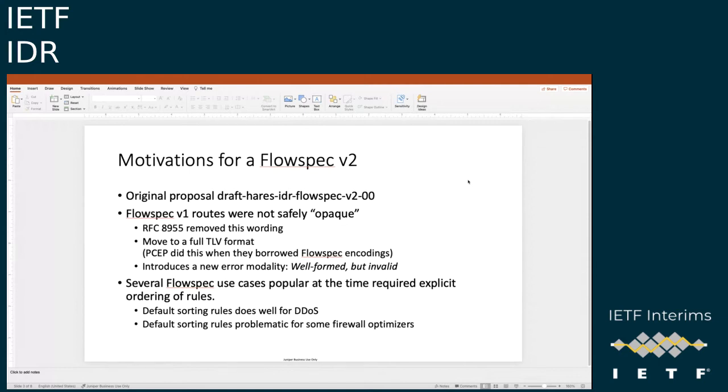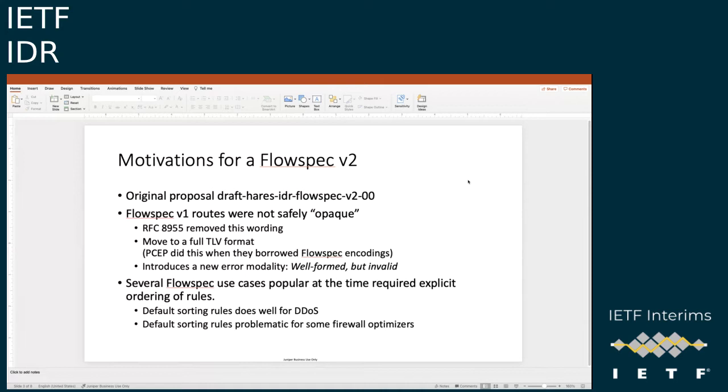For FlowSpec V2, one of the options is to move to a full TLV format. PCEP, when they were implementing their ability to do flow matching as part of their mechanism, borrowed FlowSpec encodings, but they also made sure that each FlowSpec component type was put into a separate TLV field. BGP-wise, this puts us in an interesting situation if we move to this type of behavior, borrowing a bit of terminology from CBOR. We have a possibility for a well-formed, this is a valid TLV, but invalid in case the contents are not taken care of. So this will be a thing we'll have to discuss and potentially impacts things like BGP error handling from RFC 7606.